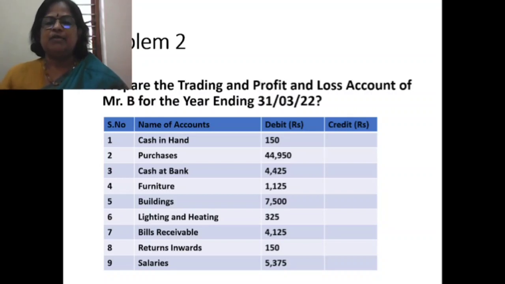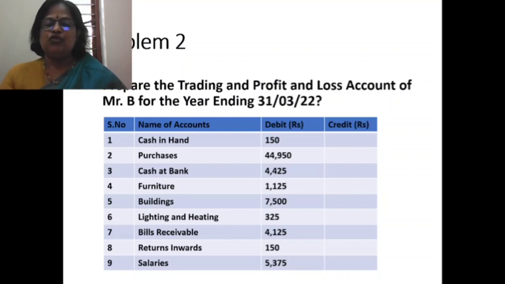Prepare the trading and profit and loss account of Mr. B for the year ending 31/3/22. Cash in hand 150, purchases 44,950, cash at bank 4,425, furniture 1,125. Buildings 7,500. Lighting and heating, this is a direct expenditure. It will go to trading account debit side, just like wages.